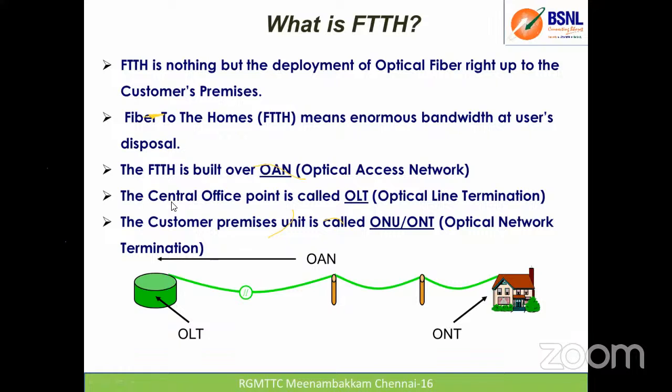The central office point is called the OLT, that is optical line termination. From there, a network is extended. We call that network the optical access network. From this optical access network, we connect the ONT or ONU, the optical network unit. They call the customer premise equipment the optical network unit or optical network terminal or termination. OLT, OAN, and ONT.